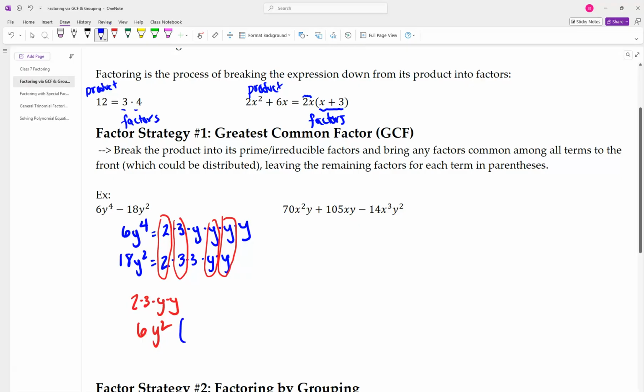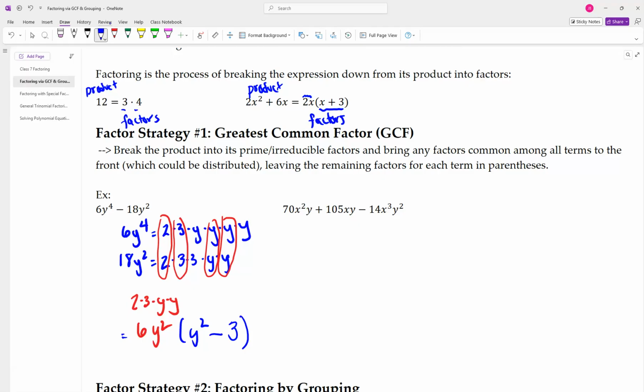Then what we would do to finish this off would be to write the remaining factors from each of the terms. So from the 6y to the fourth, I'd have y squared left. I inherit the sign, and then in the remaining piece, I'd have a 3. That's how I do it, that's how the book does it, and if you need to write it out visually, that's fine.